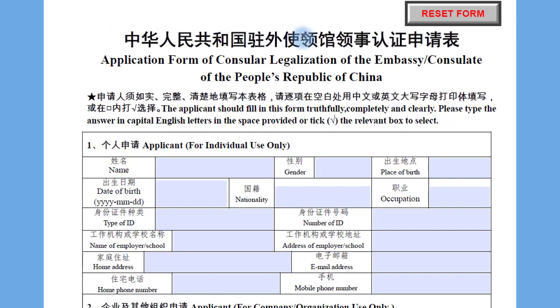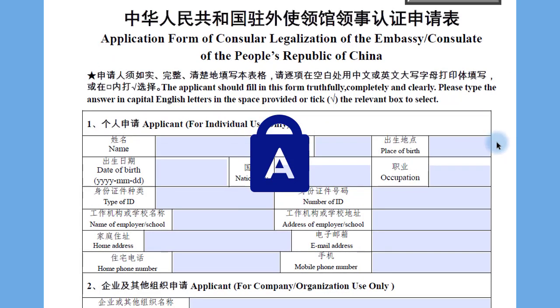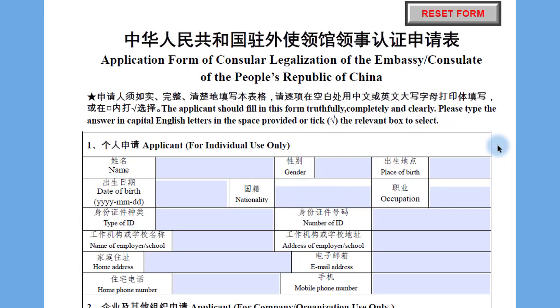So this is the form. As you can see, it's in both English and Chinese. And the first thing we're going to do before we start typing is put caps lock on. The Chinese embassy insists that the documents are typed, they will not accept handwritten documents, and that they have to be in all caps. So number 1 on this form, this is for individual use only.